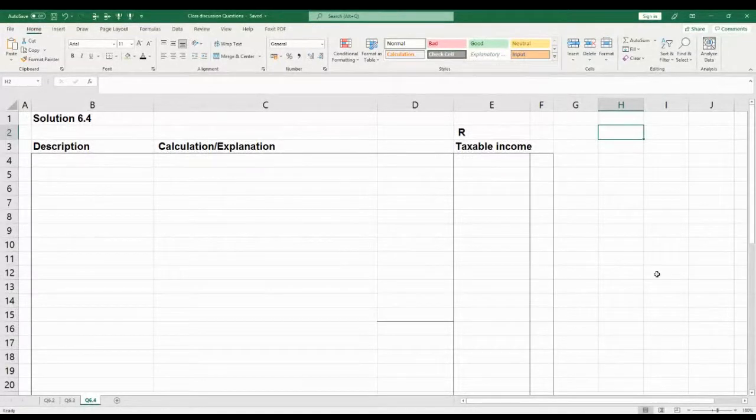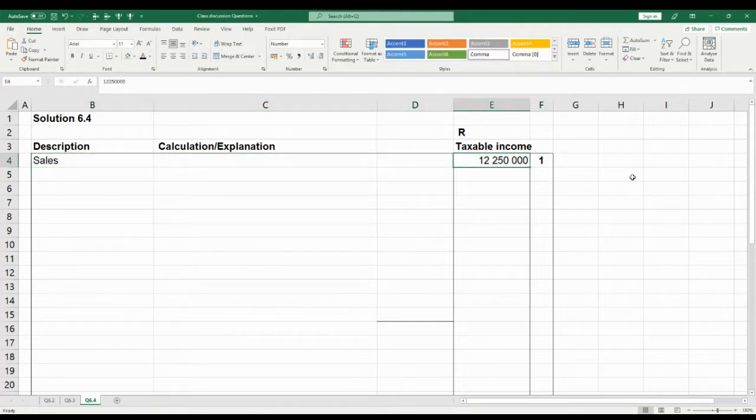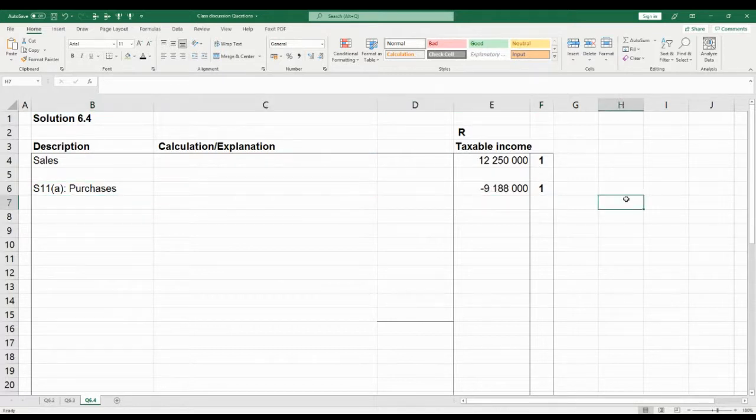Okay, so the first thing we have to show is we said sales was 12,250,000. So we show the 12,250,000 in our taxable income. Then the second thing we had was the purchases, which was the 9,188,000, and we deduct that from our taxable income. Okay, so that was the first two items that you would populate and you would receive 2 marks.